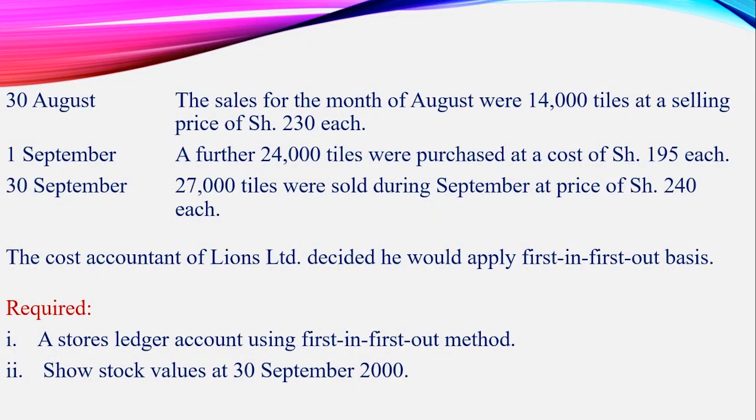Then on 30th of August, the sales for the month of August were 14,000 tiles at a selling price of 230 shillings each. So here there were some sales. Then on 1st of September, a further 24,000 tiles were purchased at a cost of 195 shillings each. So here you can see on 1st of September, they acquired 24,000 tiles at 195 shillings each.